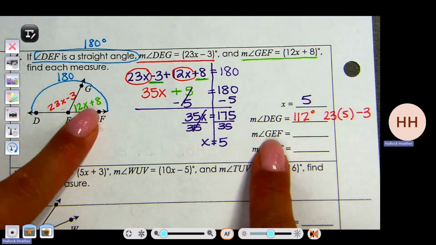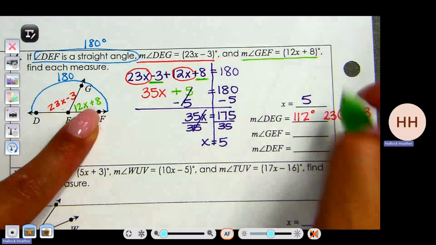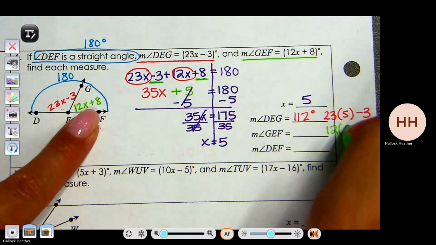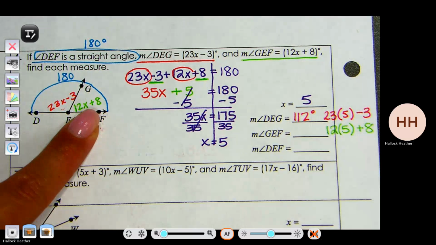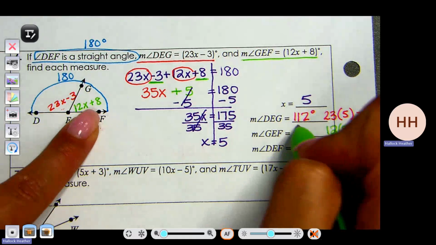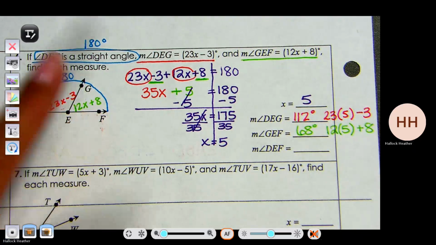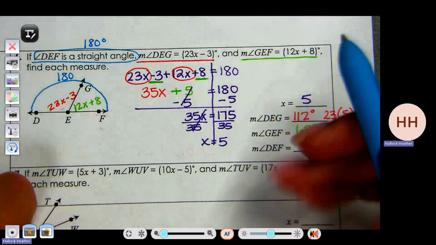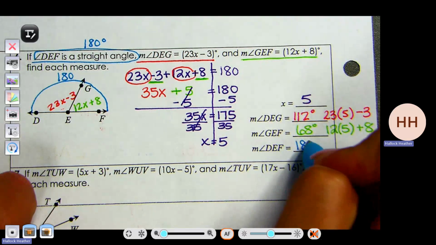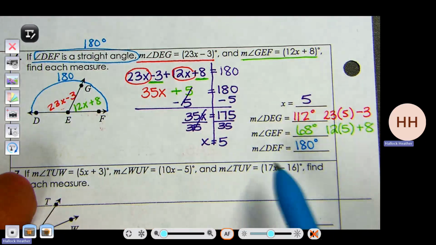GEF is the green one. So I'm doing 12x, but x is 5. So I'm doing 12 times 5. And then I'm adding 8. 68. Good. And then DEF is how much? 180. And if you look at your picture, you can either look at the picture or you can add them literally together. This piece plus this piece, 112 plus 68 makes 180 either way.